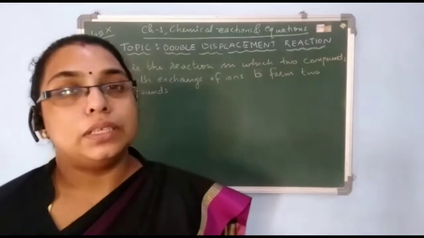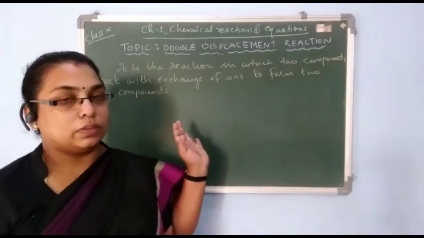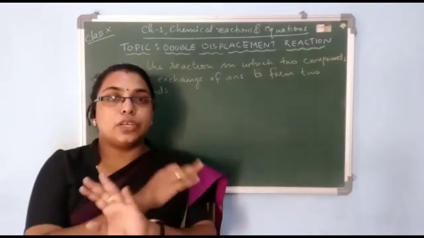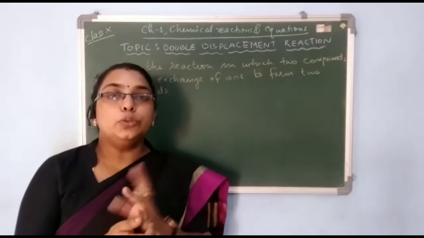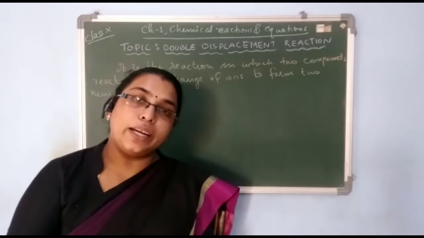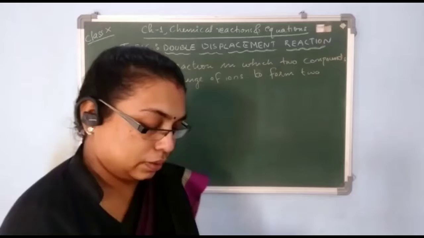So what is a double displacement reaction? It is a reaction in which two compounds react with the exchange of ions. They will exchange their ions mutually and two new compounds are formed. This type of reaction we call a double displacement reaction. Let's see how it happens.